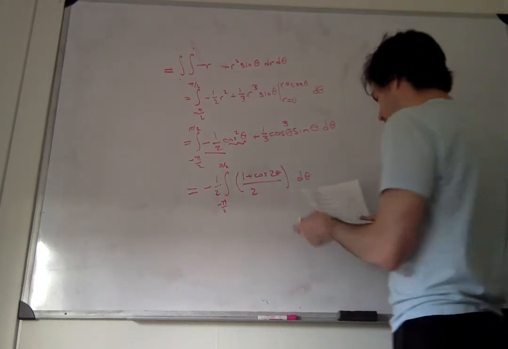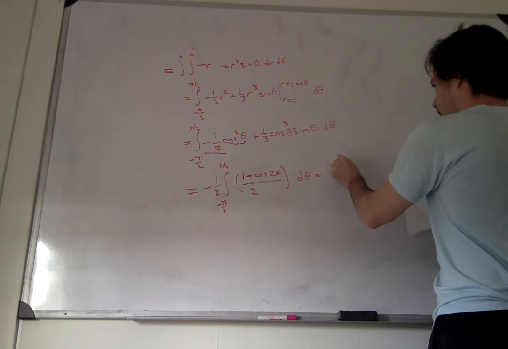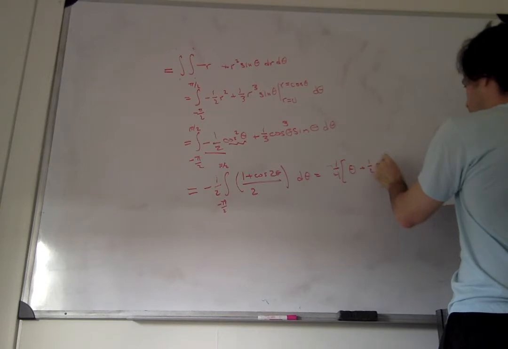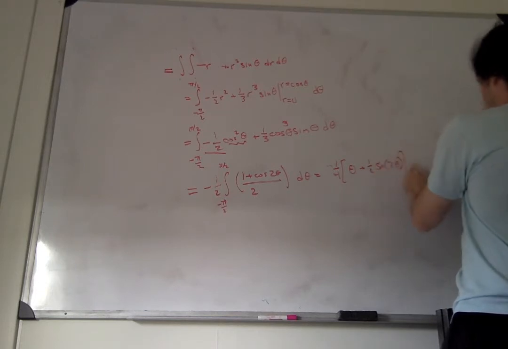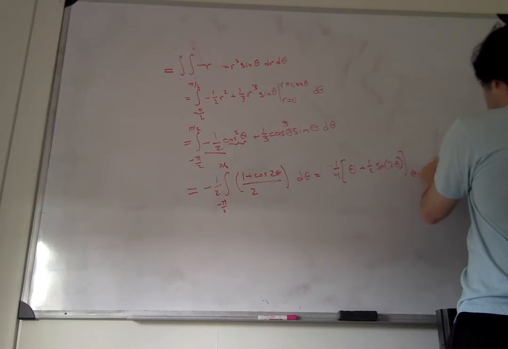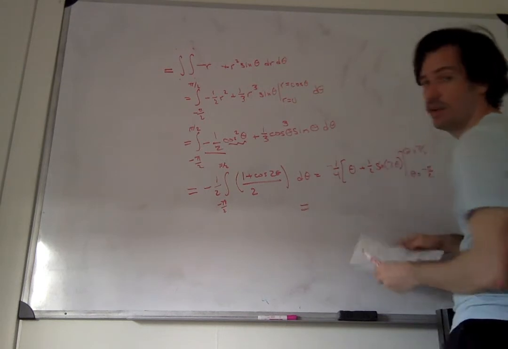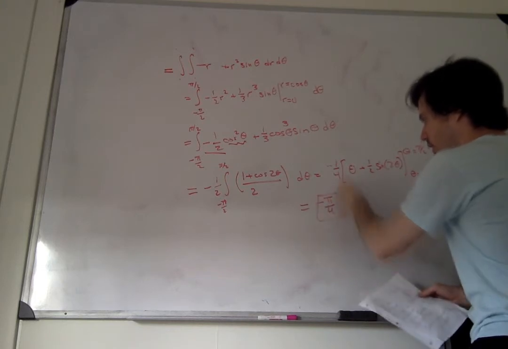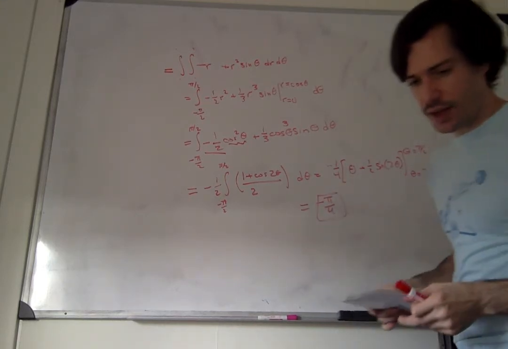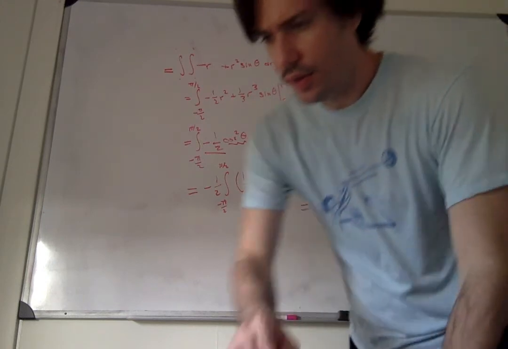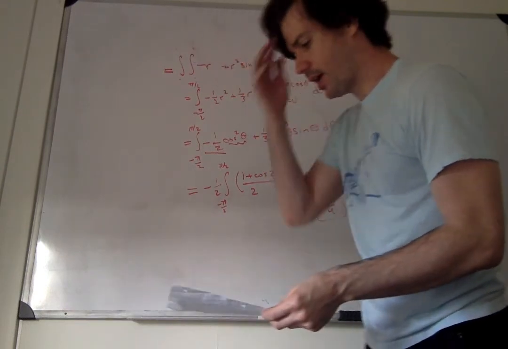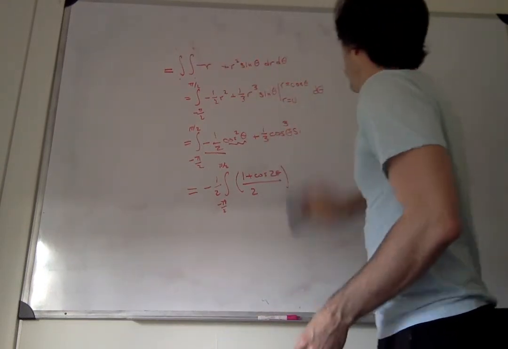And this is going to give us negative 1/4 theta plus 1/2 sine 2 theta, and theta is going to go from minus pi over 2 to pi over 2. After you just crunch the numbers, you should get minus pi over 4. Okay, so do make sure you get that. But that's basically it. So that was problem 8. We're going to keep going. Problem 9.